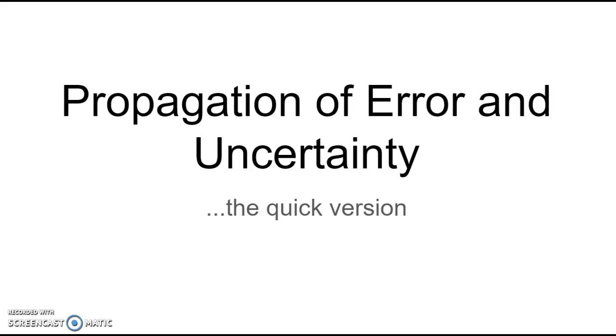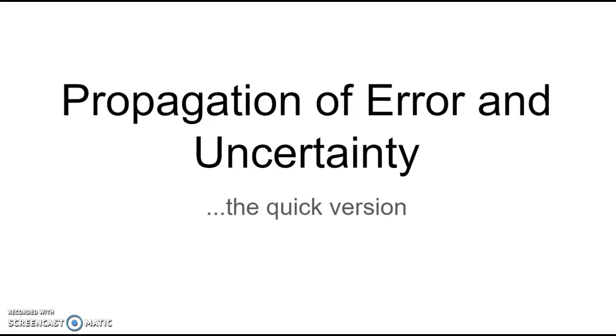Hello. This is a little mini lecture on chapter 3. We're going to go through chapter 3 pretty quickly, and we'll do a little experiment in class that'll help you understand this a little better too. But this is about propagation of error and uncertainty, a quick version.